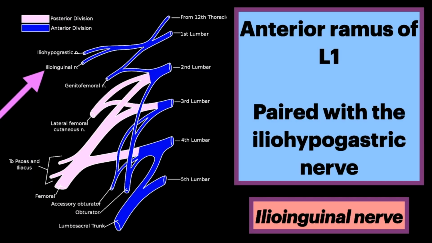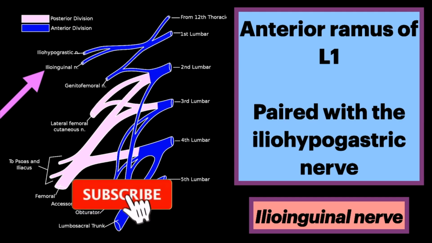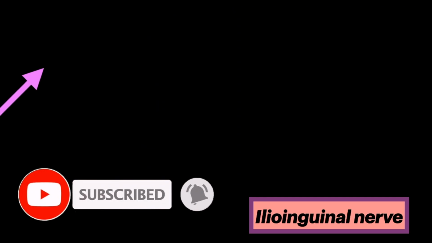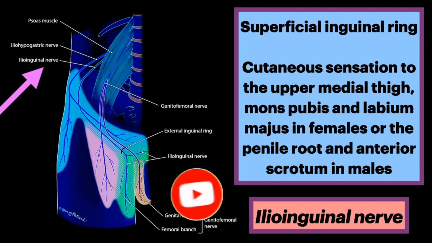What is this nerve? This nerve arises from the anterior ramus of the L1 nerve root from the lumbar plexus, along with the iliohypogastric nerve. This predominantly sensory nerve passes through the superficial inguinal ring to provide cutaneous sensation to the upper medial thigh, mons pubis and labium majus in women, and to the root of the penis and anterior surface of the scrotum in men.